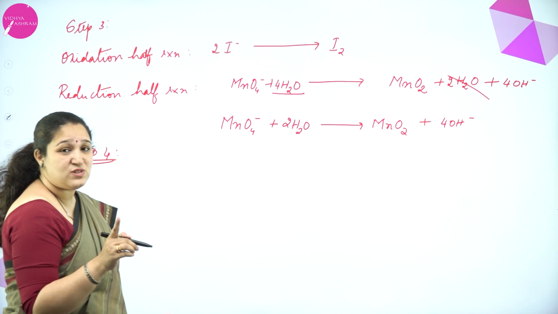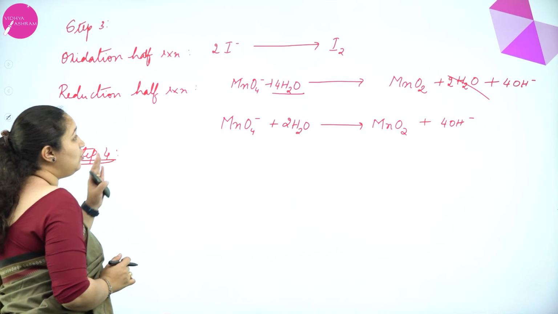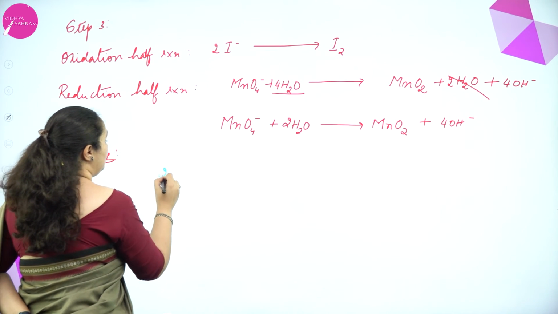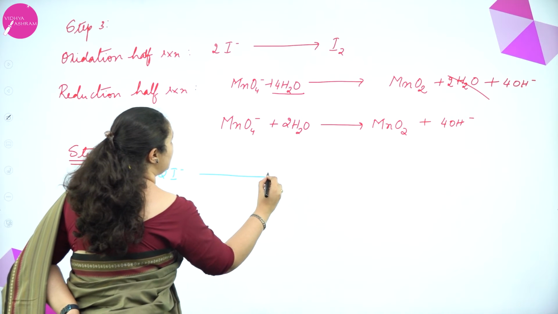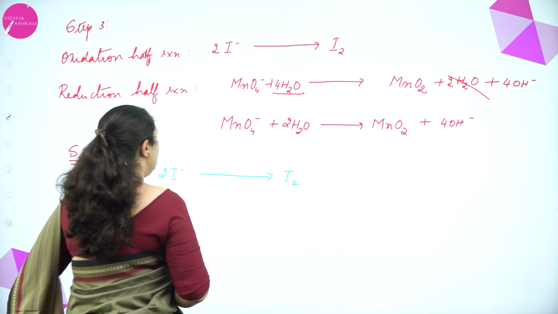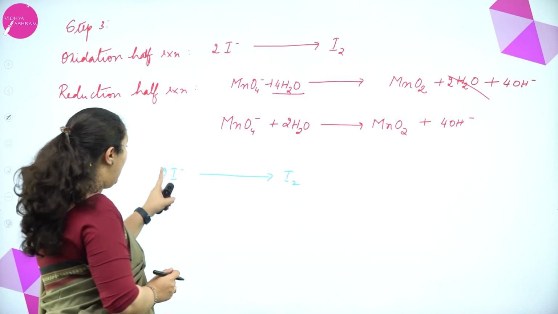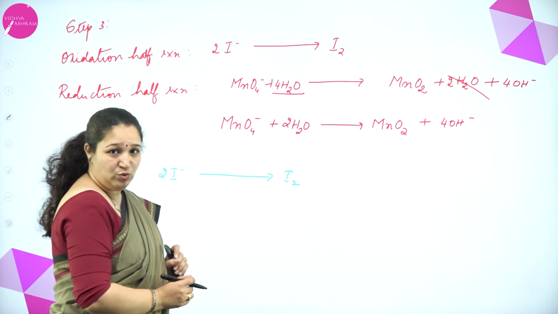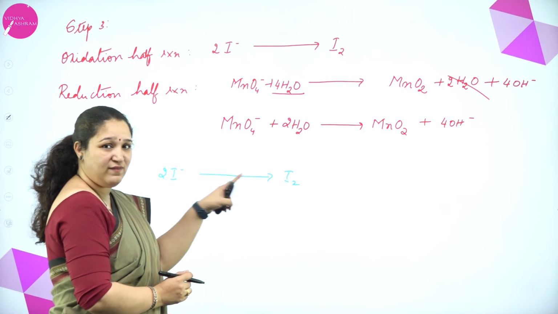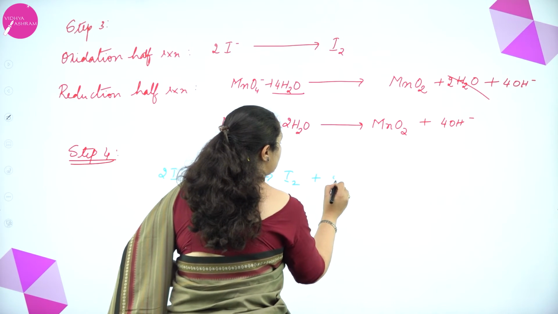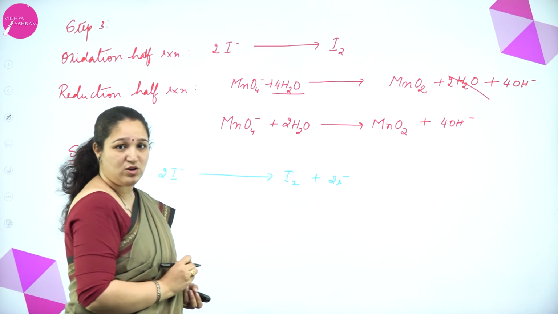Balance the charges using electrons. So again I will write 2I minus is giving I2. So this is oxidation reaction, means it is losing electron. 2I minus giving I2, how many electrons has to be lost? 2 electrons has to be lost.